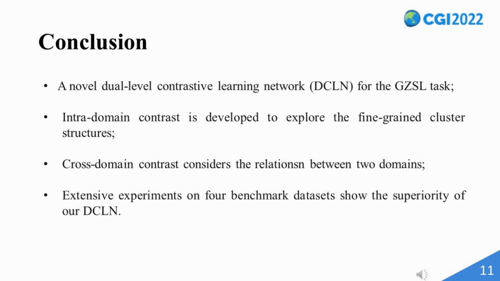In this paper, we propose a novel dual-level contrastive learning network for the GZSL task. It exploits not only intra-domain information but also cross-domain information through contrastive learning. Generally, intra-domain contrast is developed to explore the fine-grained cluster structures, and cross-domain contrast considers the relations between 2 domains. As a result, our model can generate more discriminative features for generalized zero-shot learning and ensure explicit knowledge transfer across 2 domains. Extensive experiments on 4 benchmark datasets show the superiority of our DCLN.